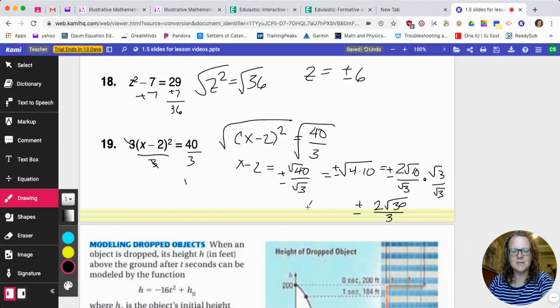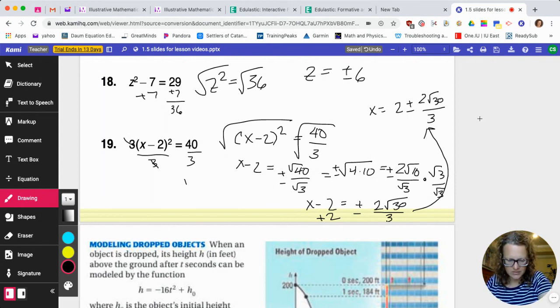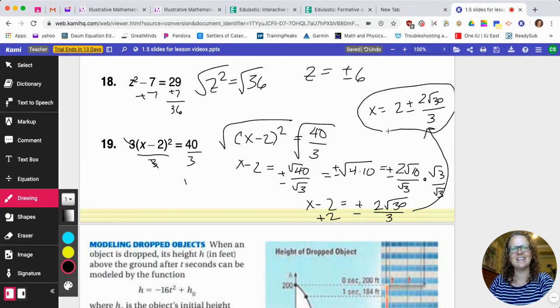But we're not done. That was still x minus 2 equals. So I need to add 2 to both sides. Oh golly, I'm so sorry. Add 2 to both sides. I get x equals 2 plus or minus 2 root 30 over 3. Check the answer and make sure, hey, we got it right. That's so exciting. Lots of steps, okay?